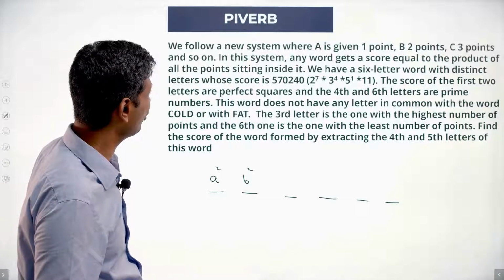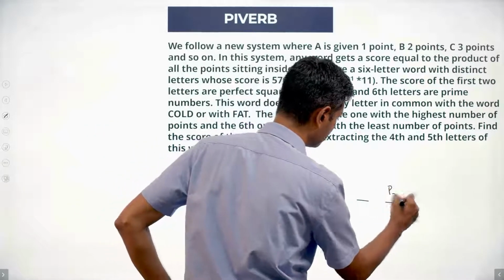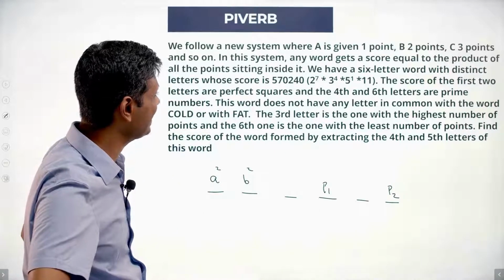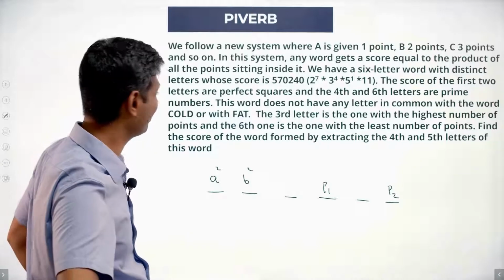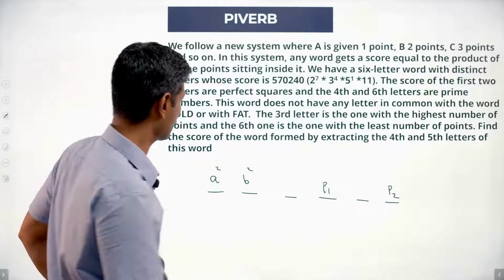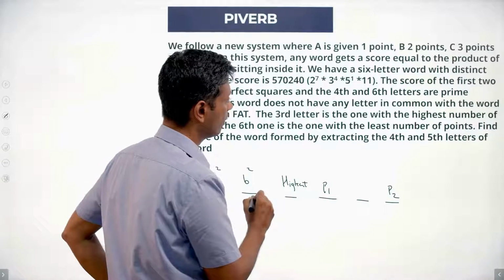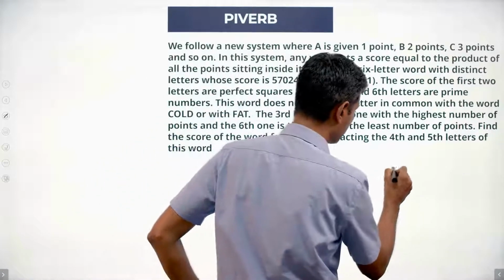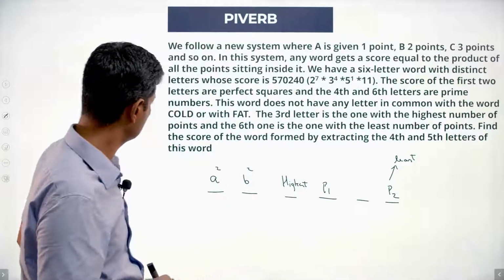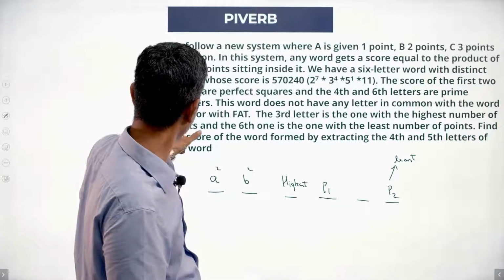The 4th and 6th letters are prime numbers. Prime 1, prime 2. Nice. This word does not have any letter in common with the word cold or with fat. Right? Super. 3rd letter is the highest number. Is the highest. And the 6th one was the least. Lovely. What is the score? Maybe you can find this number. It has nothing in common with cold or with fat.